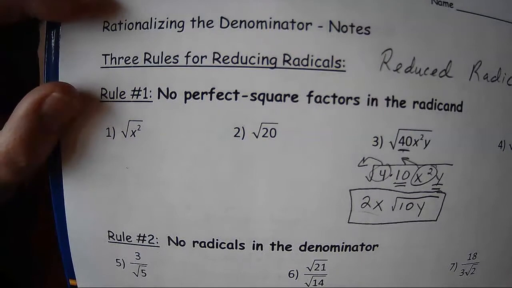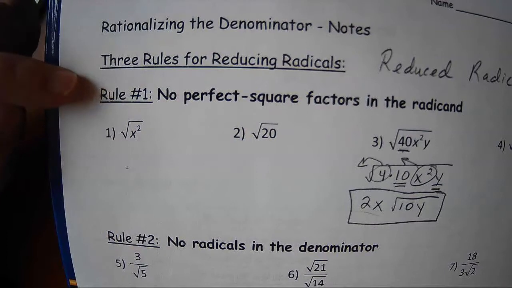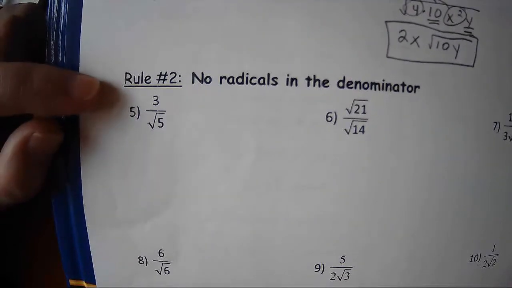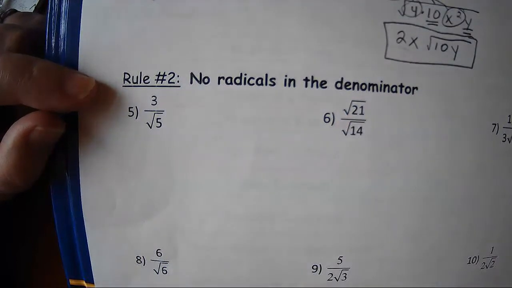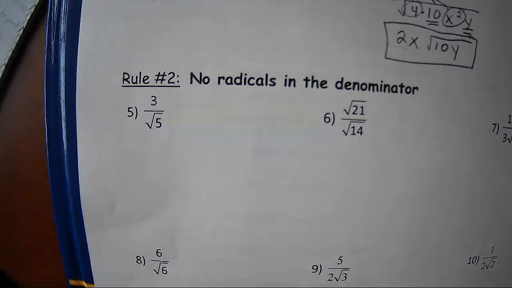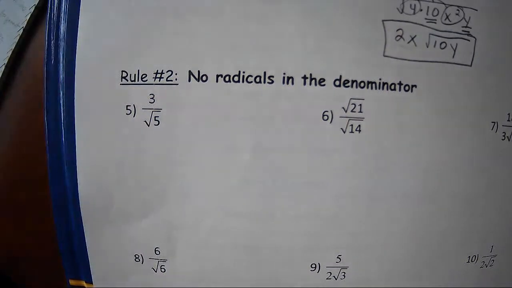All right, guys, we are now going to talk about rule number 2. We've already talked about rule number 1 for reducing radicals. Now we're going to look at rule number 2, that says no radicals in the denominator. You should get your notes key that already has this worked out, but I'm going to explain what all of that means.